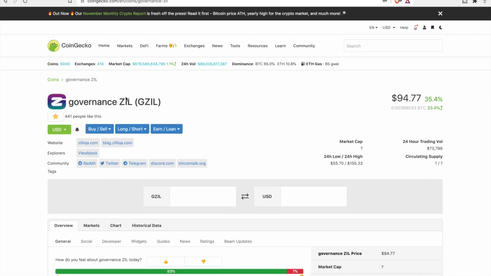So before, this is GZIL, before you'd only stake and you'd only get ZIL tokens for like a 20%, but now you get this as like a bonus. So for every 1,000 ZIL that you get back in stake rewards, you get one GZIL. So that's pretty cool. So let's go ahead and get into it.